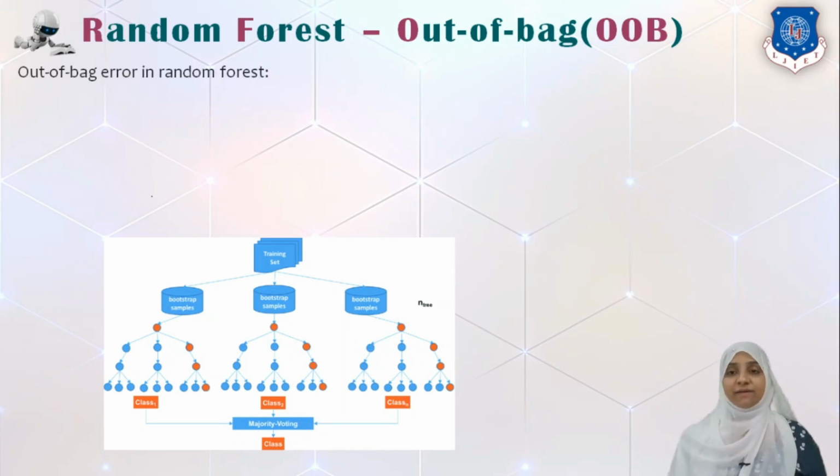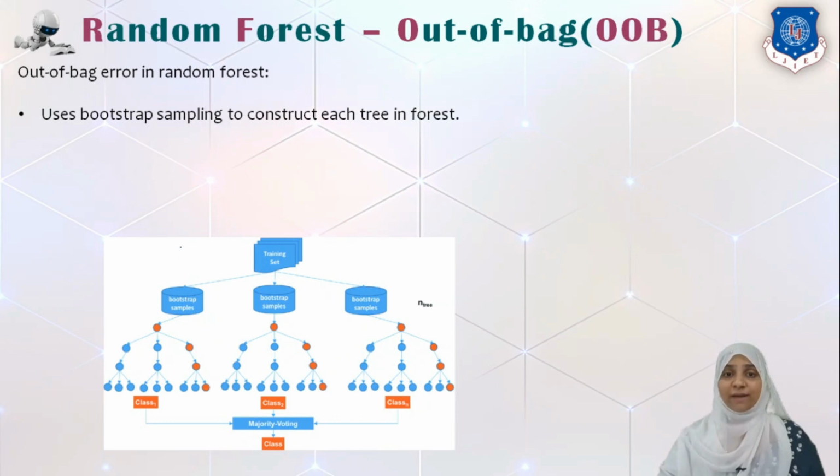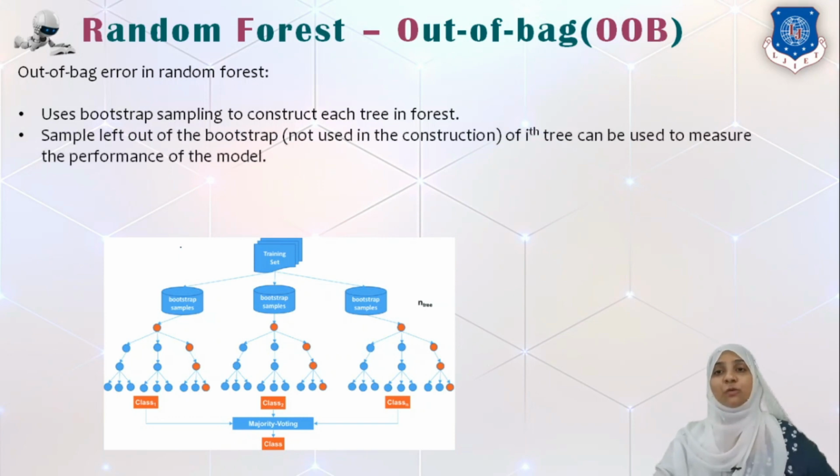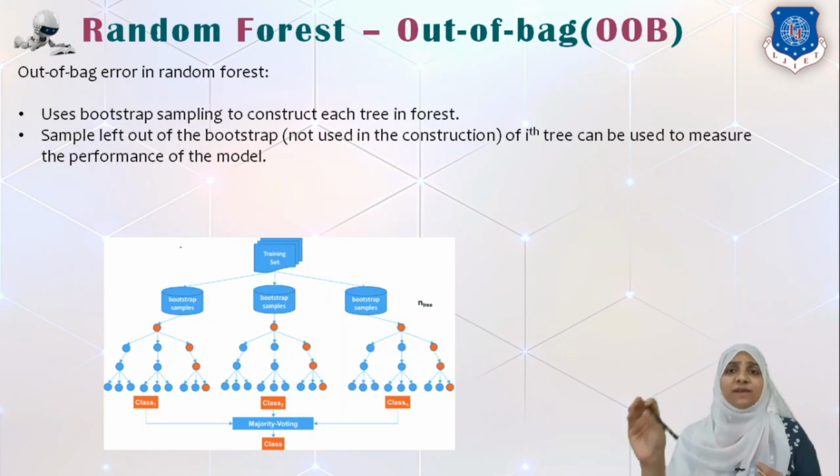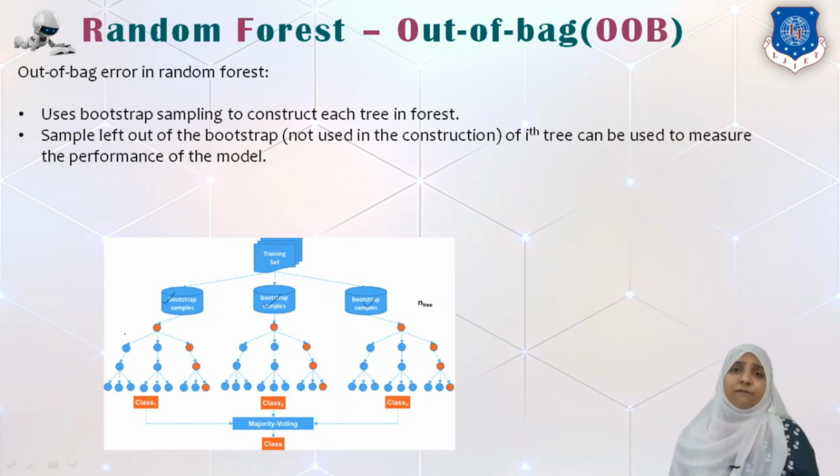Let me discuss out of bag error in random forest. So what is basically out of bag, OOB, error in random forest? We are using bootstrap sampling to construct a tree. So there are always some samples, some rows, that are missed in the subset of data that we are drawing from the original set. Those left out samples of a bootstrap, which are not used in the construction of the ith tree, we can use as test data or validation data to measure the performance of the model.